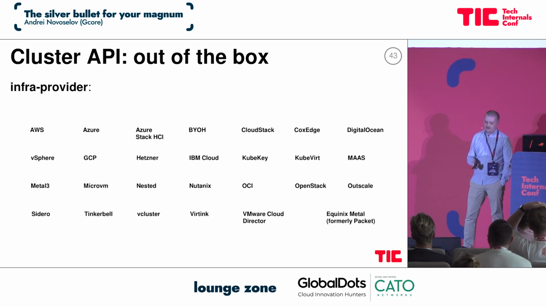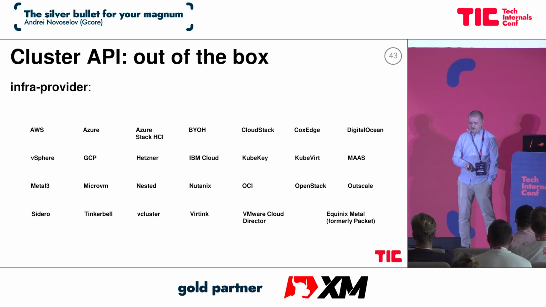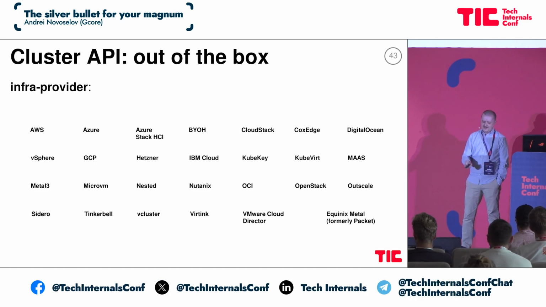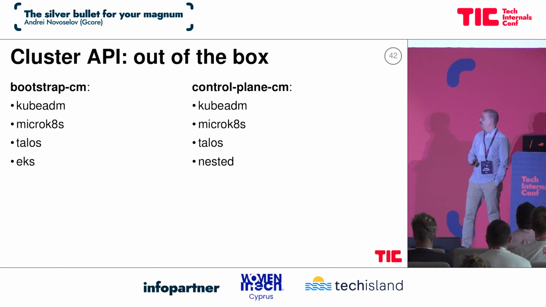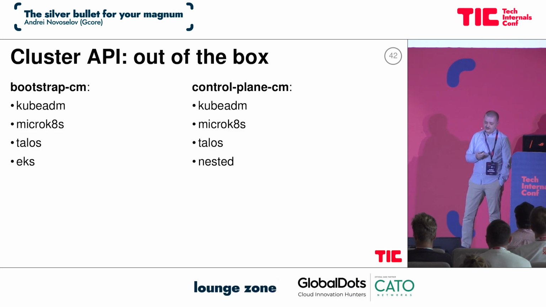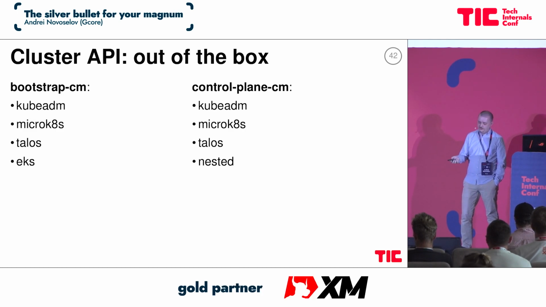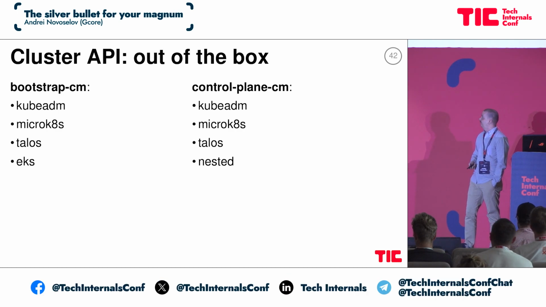For the infra provider, well, there are tons of infra providers. There are the big 3 hyperscalers, CloudStack, OpenStack, DigitalOcean. I did not put all of them here, it would be too much, but you got the idea. So what are the limitations of vanilla Cluster API for us? The only thing we can use is kubeadm Bootstrap. Control plane also would be kubeadm, and there's no infrastructure provider for the G-Core cloud.